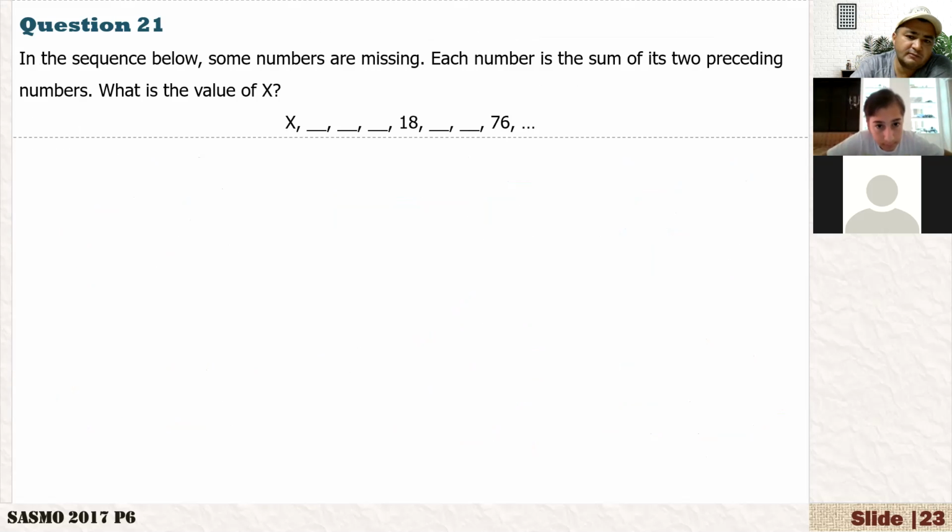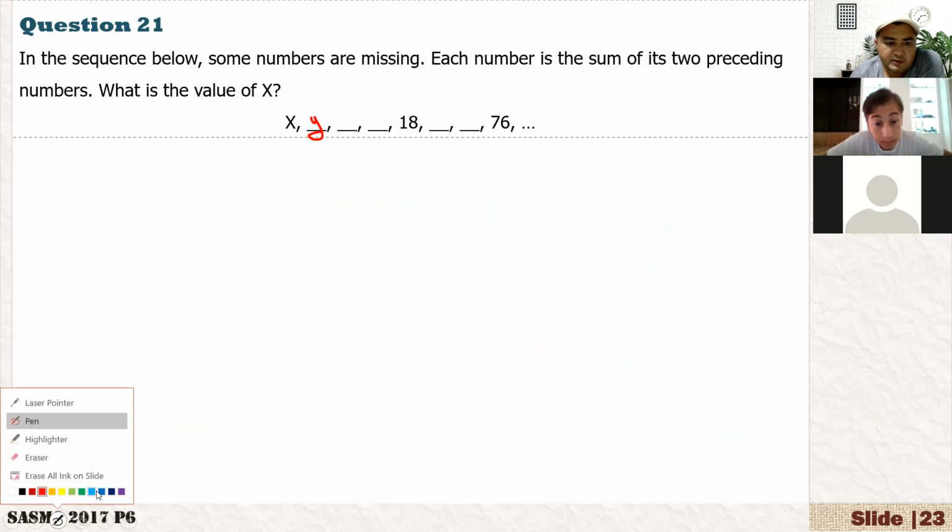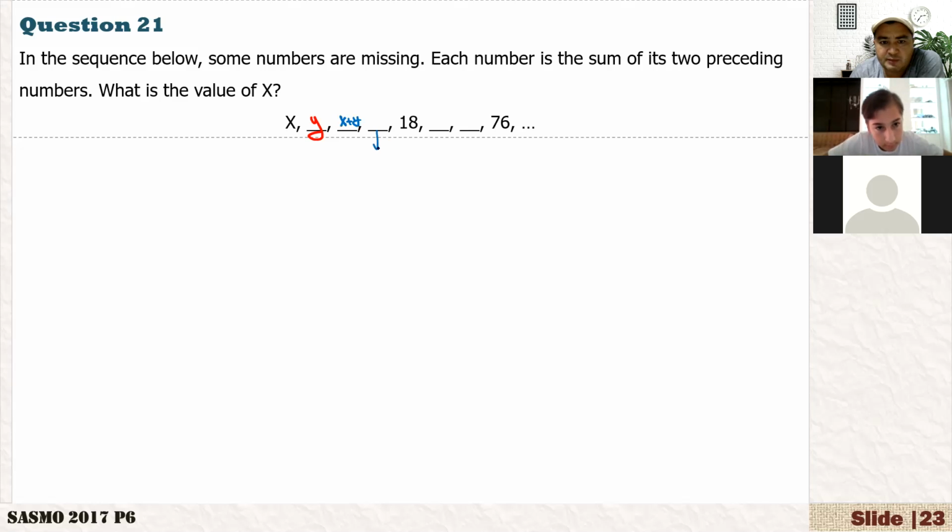Okay, how do we do that? Suppose that the next number is, let's say, y. So what will be the next number? This number will be x plus y. And how about this number? It will be the sum of the preceding two numbers, y plus x plus y, that is x plus 2y. Let me also write this one. What is this? That is 18 plus x plus 2y.